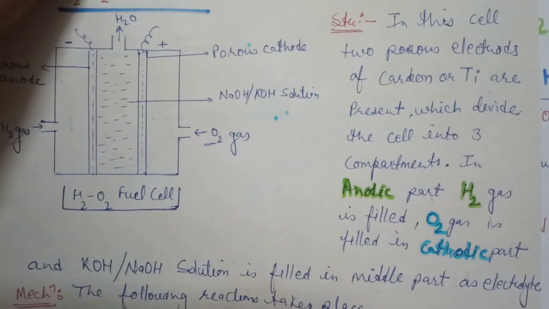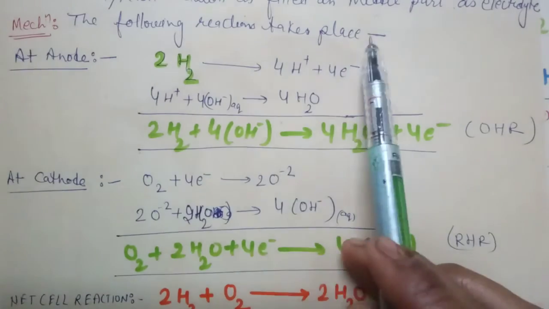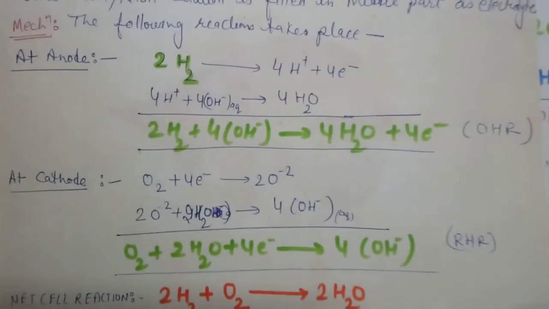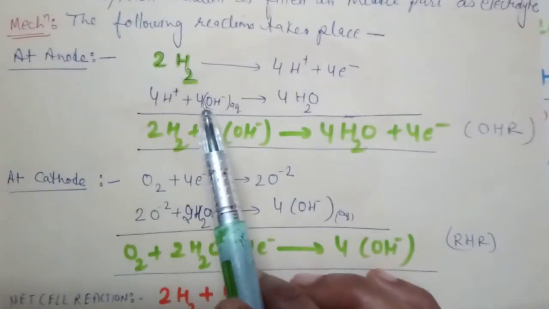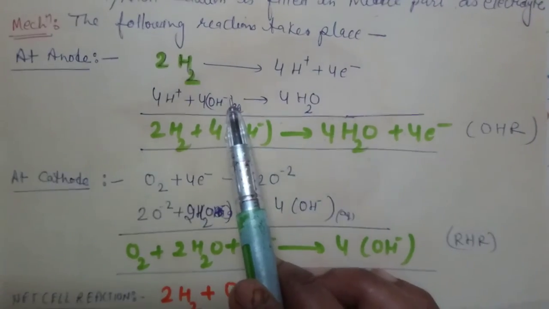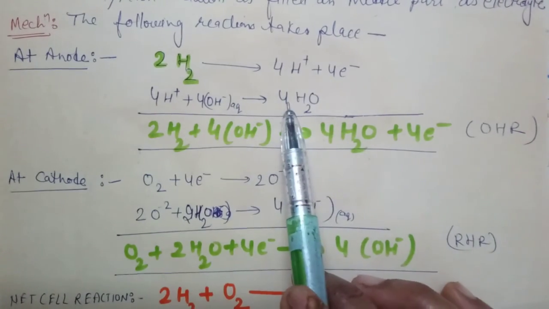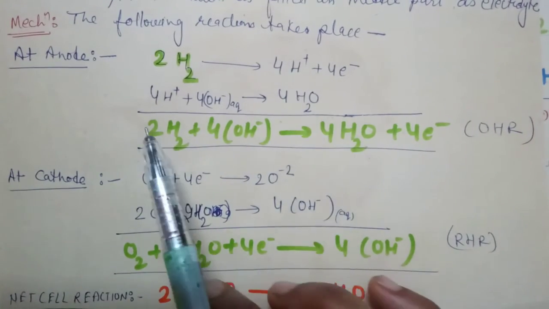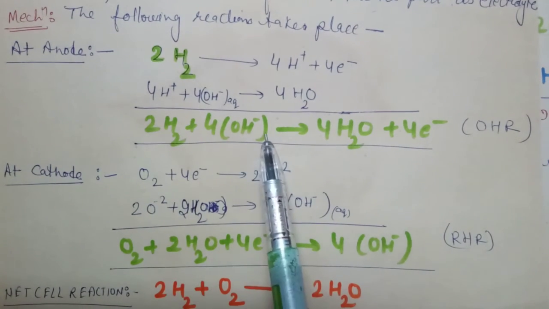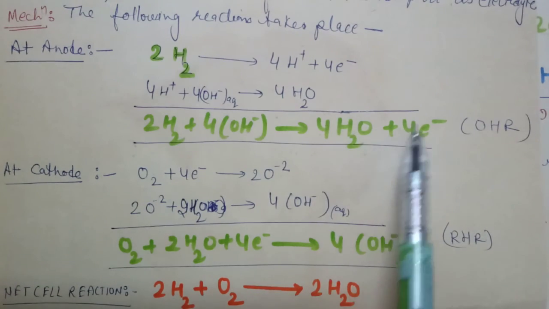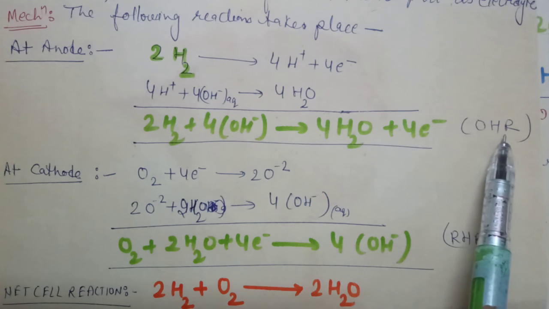Now, what is the mechanism of the fuel cell? The following reaction takes place at the anode. Hydrogen will be oxidized into H plus ions. So 2H2 is equal to 4H plus 4 electrons, and the 4H plus ions react with 4OH minus ions obtained from the electrolyte to form 4H2O. So the total anodic reaction will be 2H2 plus 4OH minus is equal to 4H2O plus 4 electrons. This is the oxidation reaction.